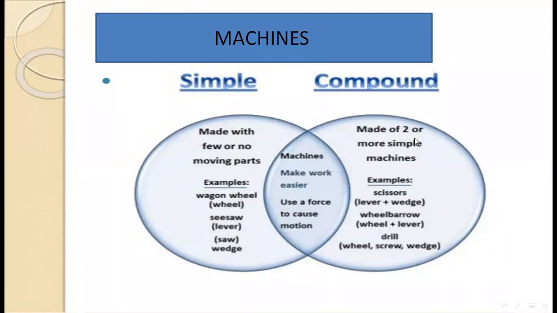A compound machine is made of two or more simple machines. Example is scissors: lever plus wedge. Wheelbarrow: wheel plus lever. In a drill, wheel, screw, and wedge, three types of machines are working together. So this one is called a compound machine and that one is called a simple machine. So machines make work easier and use a force to cause motion. I hope you understand very well.